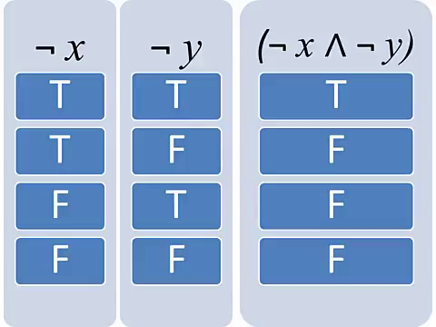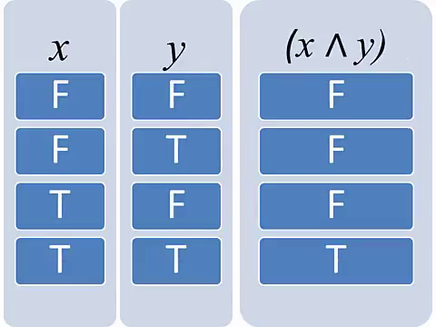But in all of the other rows, there's a false in one or the other of the columns. So in the second row, not Y is false, so we can't have the AND, and it's false. In the third row, the not X is false, so again we have to put false. And in the fourth row, both not X and not Y are false, so again we have to put false. That's just the nature of AND. That's what AND means.